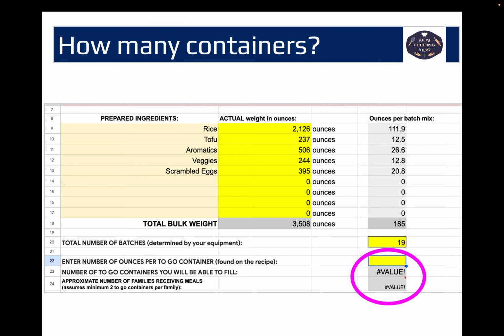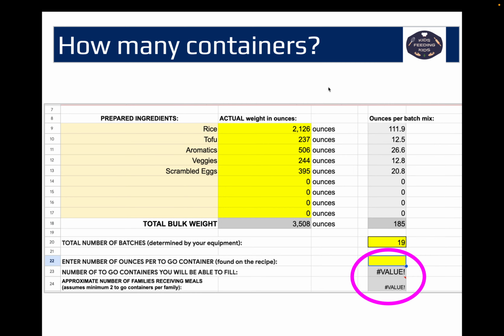If you see an error message at the bottom of the spreadsheet, it usually means you haven't yet entered the per package weight in cell E22. This error will clear itself as soon as you enter that number.